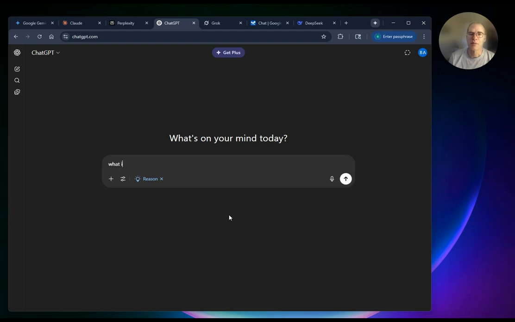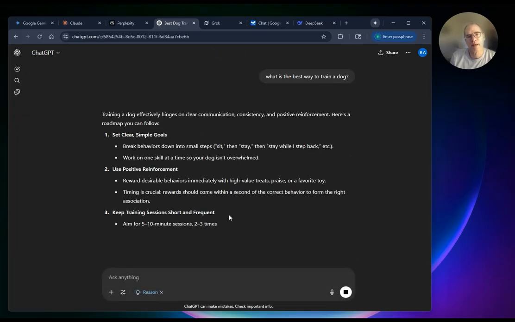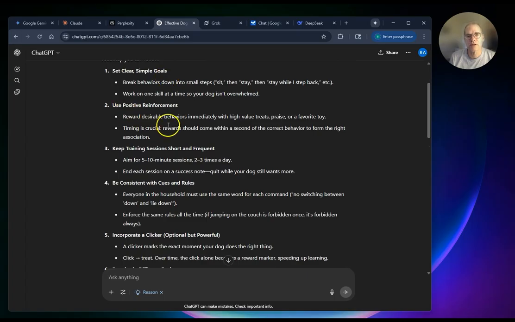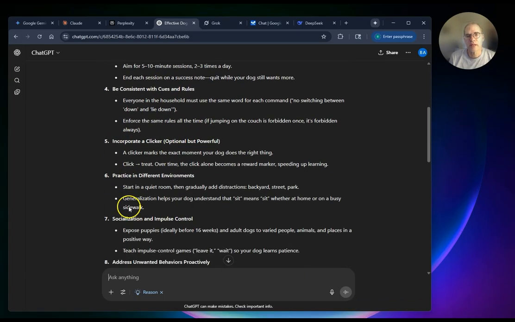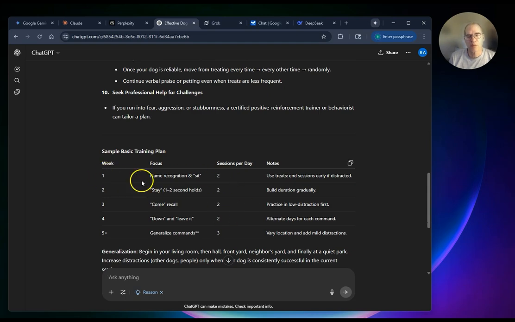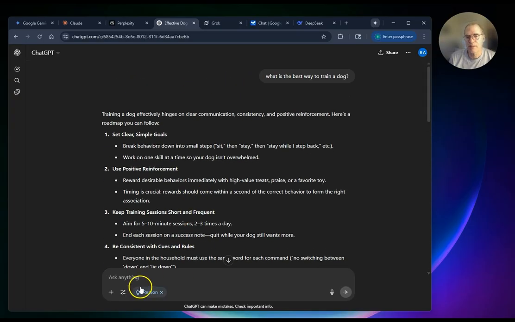So, for example, what is the best way to train a dog? I don't know, that seems like kind of a complex question. I've asked it to do some thinking about that. It's done some thinking, hasn't done a ton of thinking, but it gives me some really good information: set clear goals, reinforcement, training, practice in different environments. And then it talks about a week by week training plan, key takeaways. So, that was actually not much thinking involved in that.